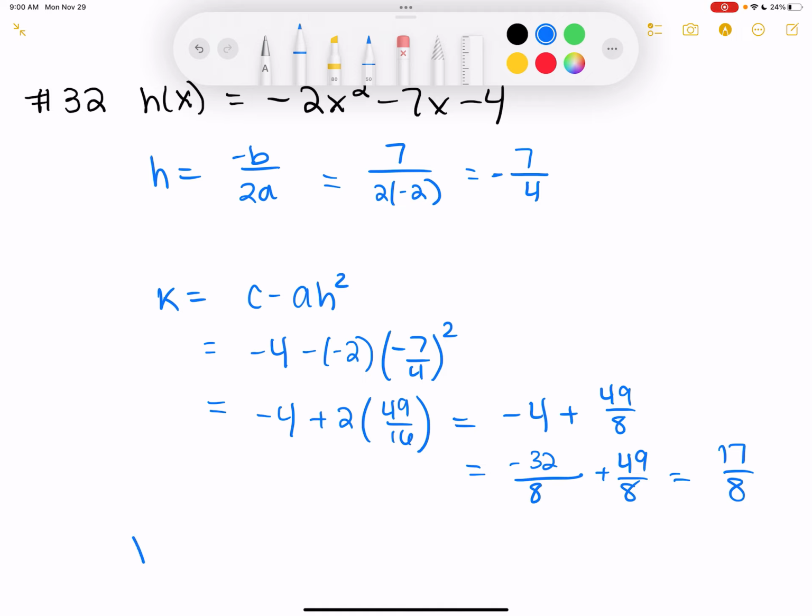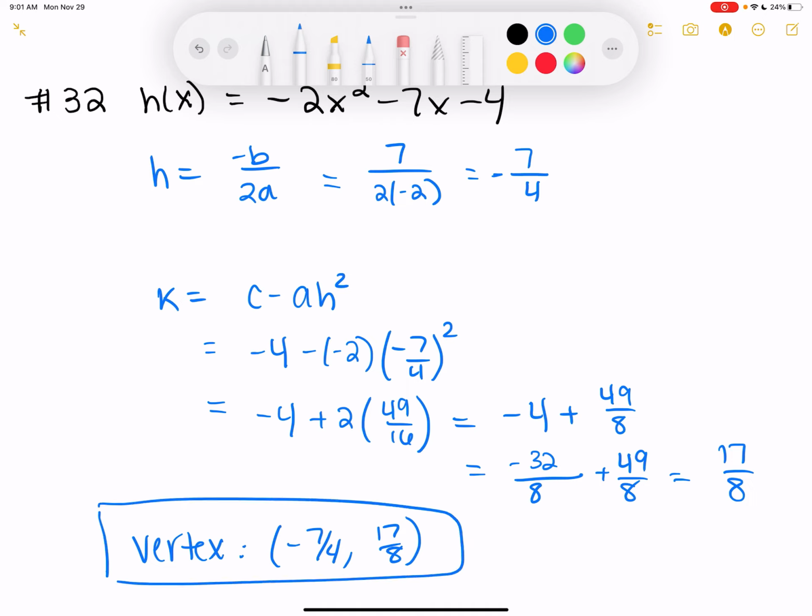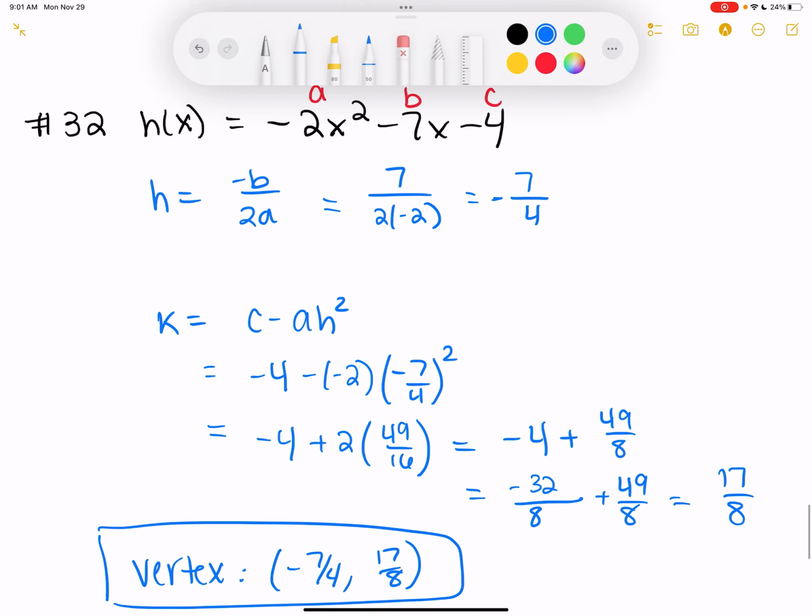Well, don't forget the negative sign. So the vertex then is -7/4, 17/8. And then it wants us to rewrite in vertex form. Let me go back up for just a second.